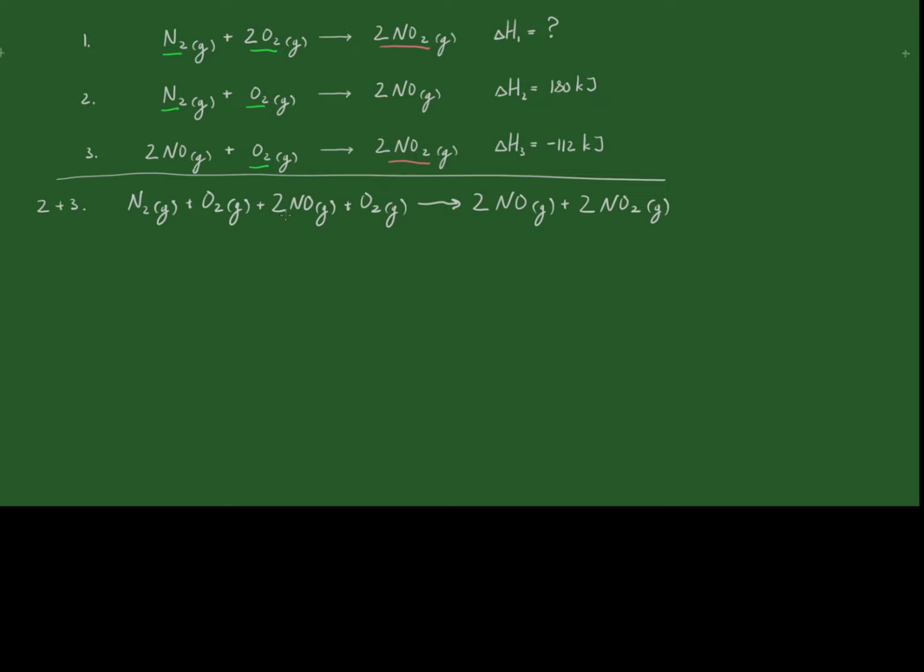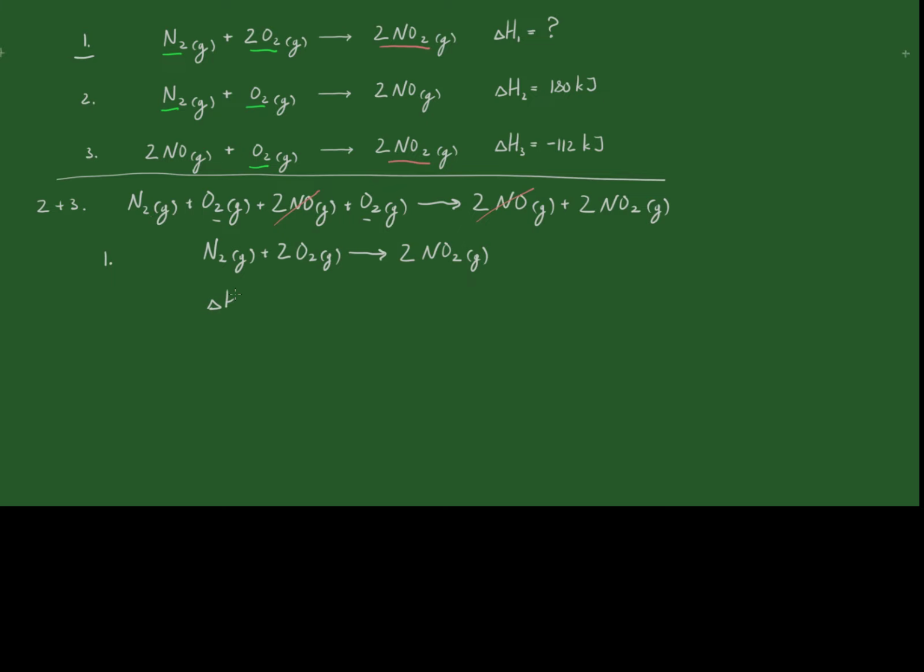Nitrogen monoxide, or more precisely 2 nitrogen monoxides, appear on both sides, so they can cancel, which leaves us with nitrogen gas plus we have 2 oxygen molecules, so we're going to say 2 O2 gas, gives us the only product left, which is 2 NO2, 2 molecules of nitrogen dioxide gas. And that is our reaction 1. So what have we done? We have added reaction 2 to reaction 3.